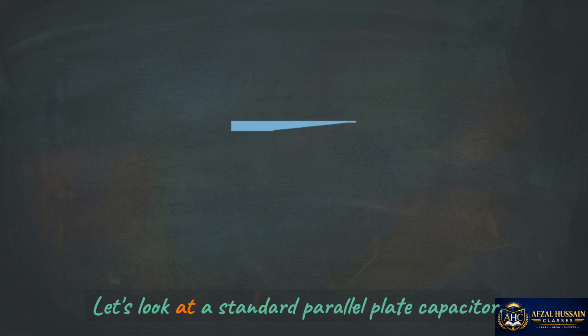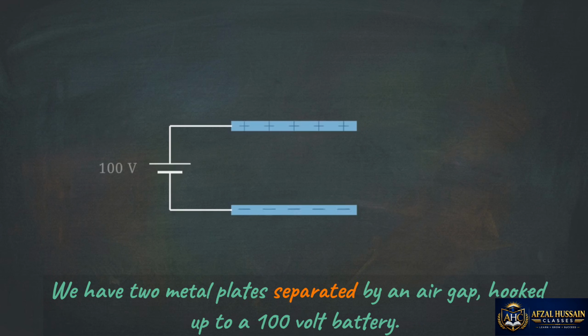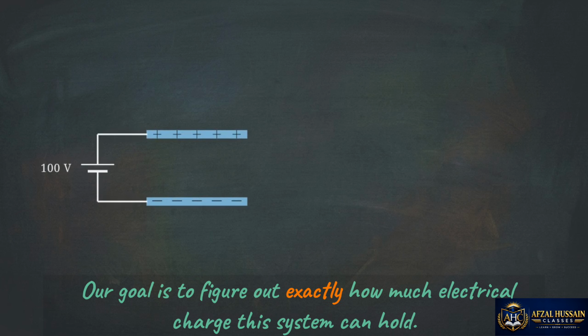Let's look at a standard parallel plate capacitor. We have two metal plates separated by an air gap, hooked up to a 100-volt battery. Our goal is to figure out exactly how much electrical charge this system can hold.